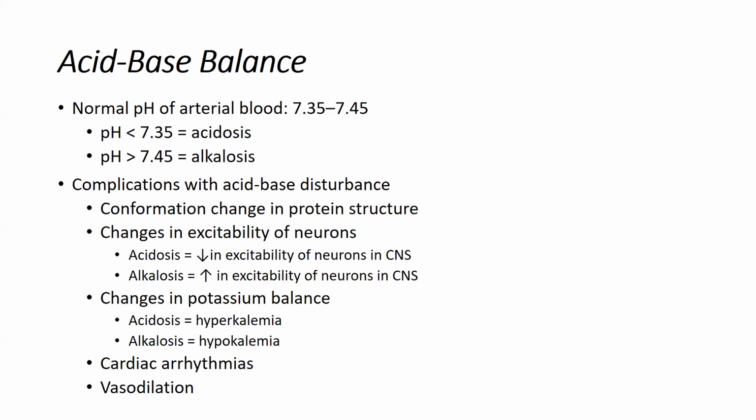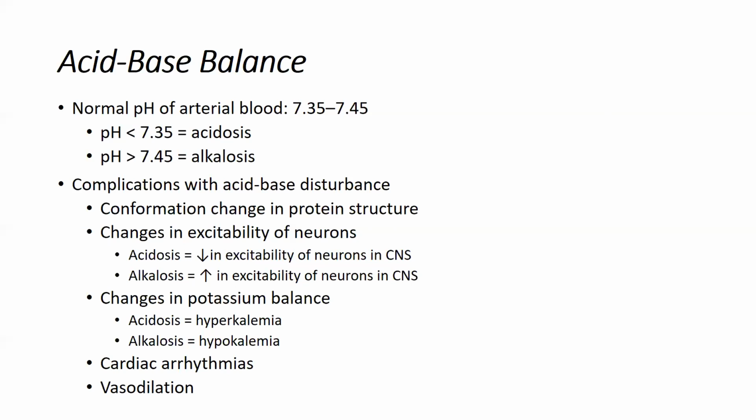When we talk about nerves, when we talk about neurons, acidosis is going to decrease the excitability of the neuron, whereas alkalosis is going to increase the excitability. It's going to make it easier to fire an action potential. And that can create problems in itself.